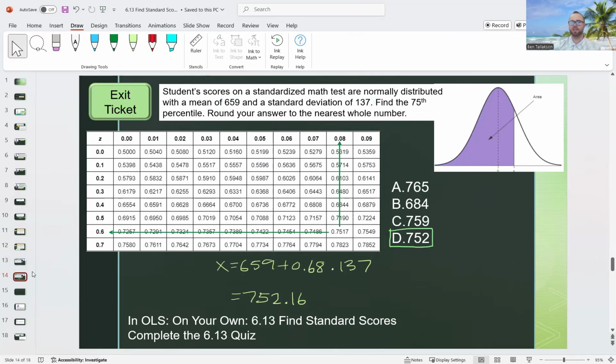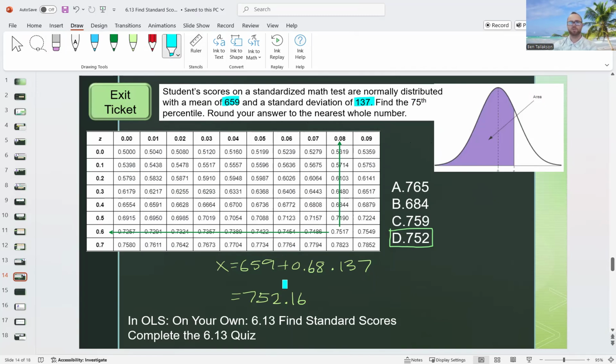The answer is D. Okay, you need your raw score formula, because once again, they gave you the mean, standard deviation, and this time the percentile. Or actually, no, they didn't give you the percentile. That's what they want you to find. So how do we do this? Well, we need our raw score formula. You put your mean there. You put your standard deviation. Now, what about the z-score?